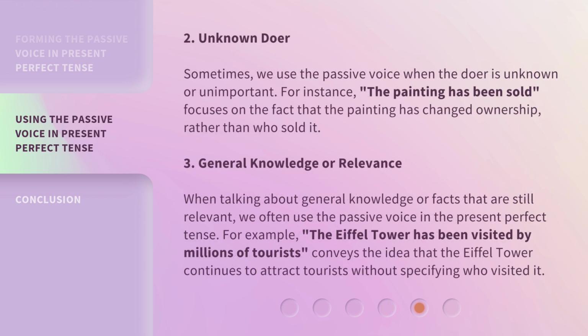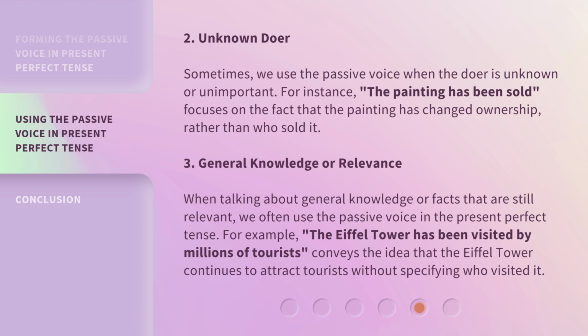2. Unknown doer. Sometimes, we use the passive voice when the doer is unknown or unimportant. For instance, "the painting has been sold" focuses on the fact that the painting has changed ownership, rather than who sold it. 3. General knowledge or relevance.